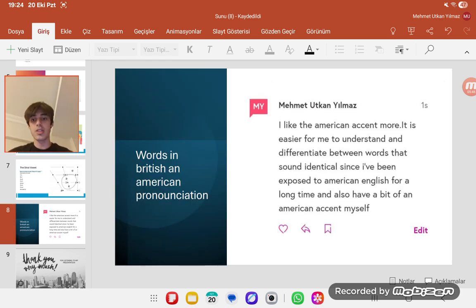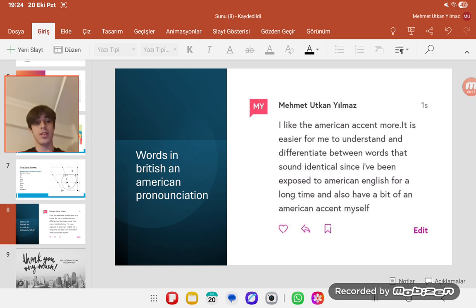Words in British and American pronunciation. This is again a comment that I left on the site. Let's read it out loud. I like the American accent more. It's easier for me to understand and differentiate between words that sound identical since I've been exposed to American English for a long time and also have a bit of an American accent myself.